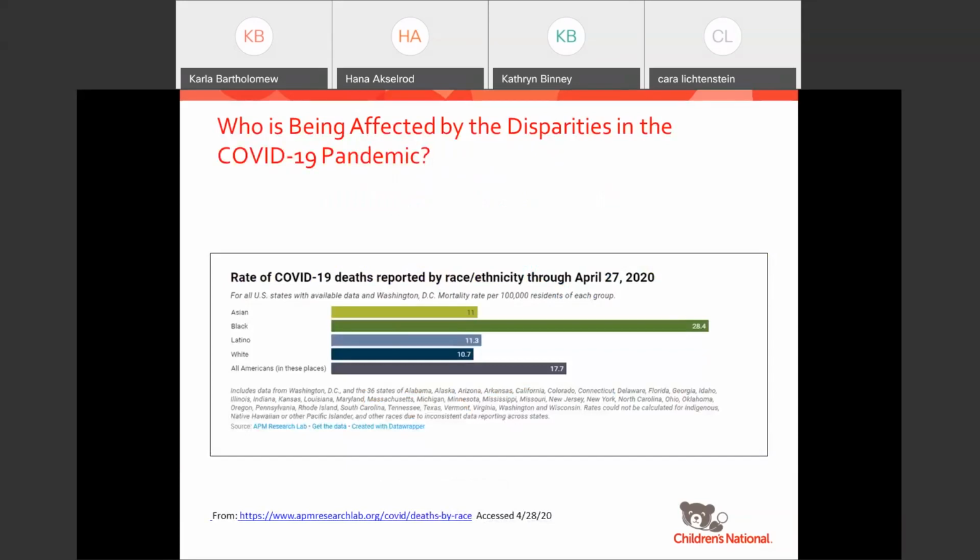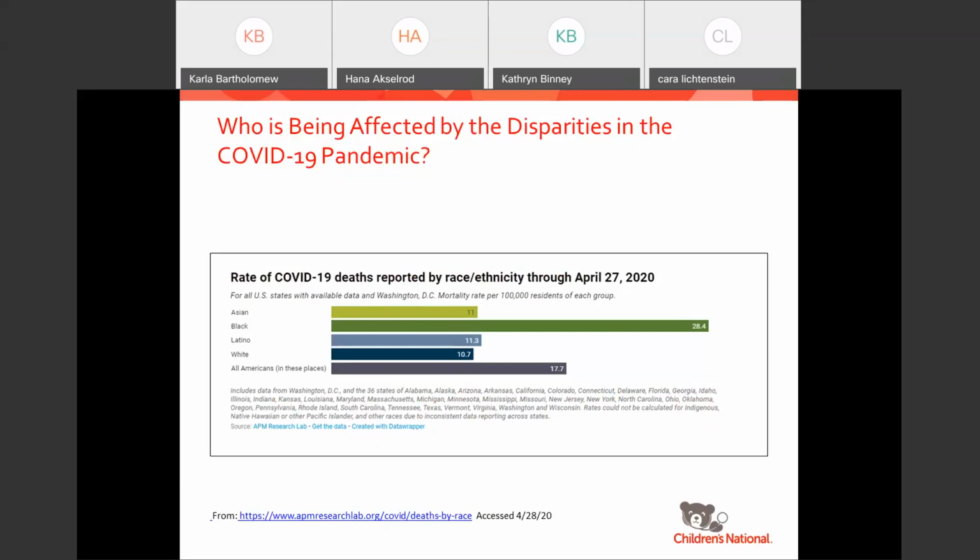In this data, which is from 2 days ago, you can see that the COVID-19 mortality rate for Black Americans is 2.5 times higher than the rate for Latinos, 2.6 times the rate for Asians, and 2.7 times higher than the rate for whites. While Black Americans have suffered disproportionate losses in a majority of places, in some areas, their death toll is exceptionally high.